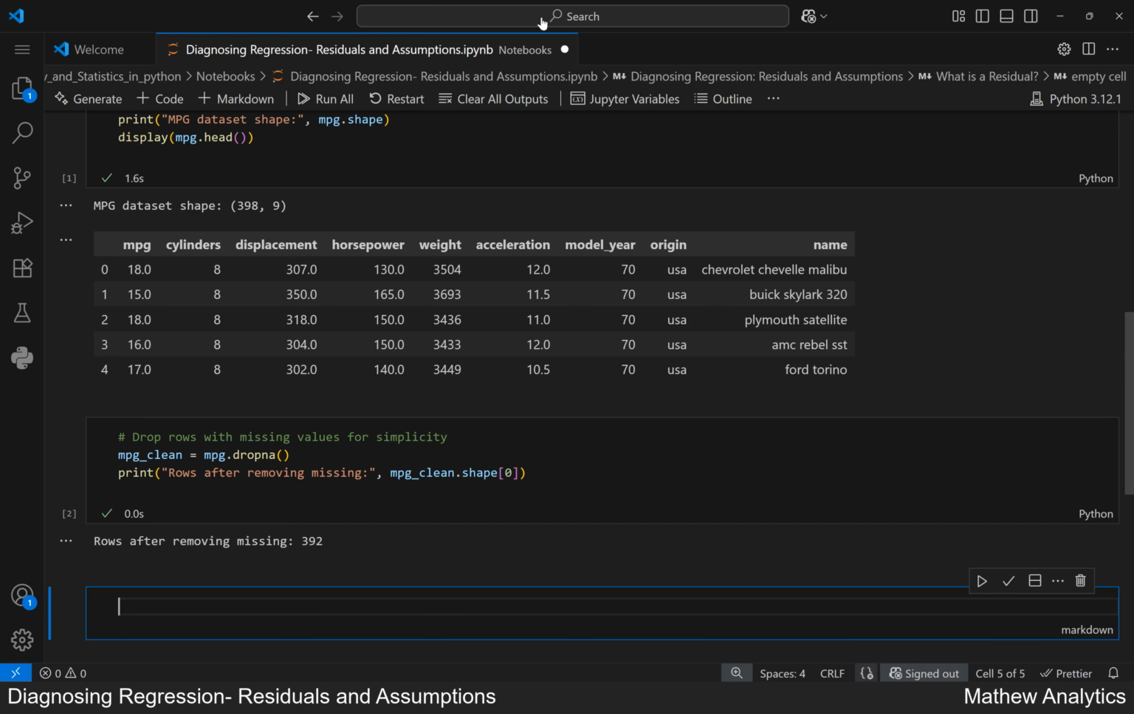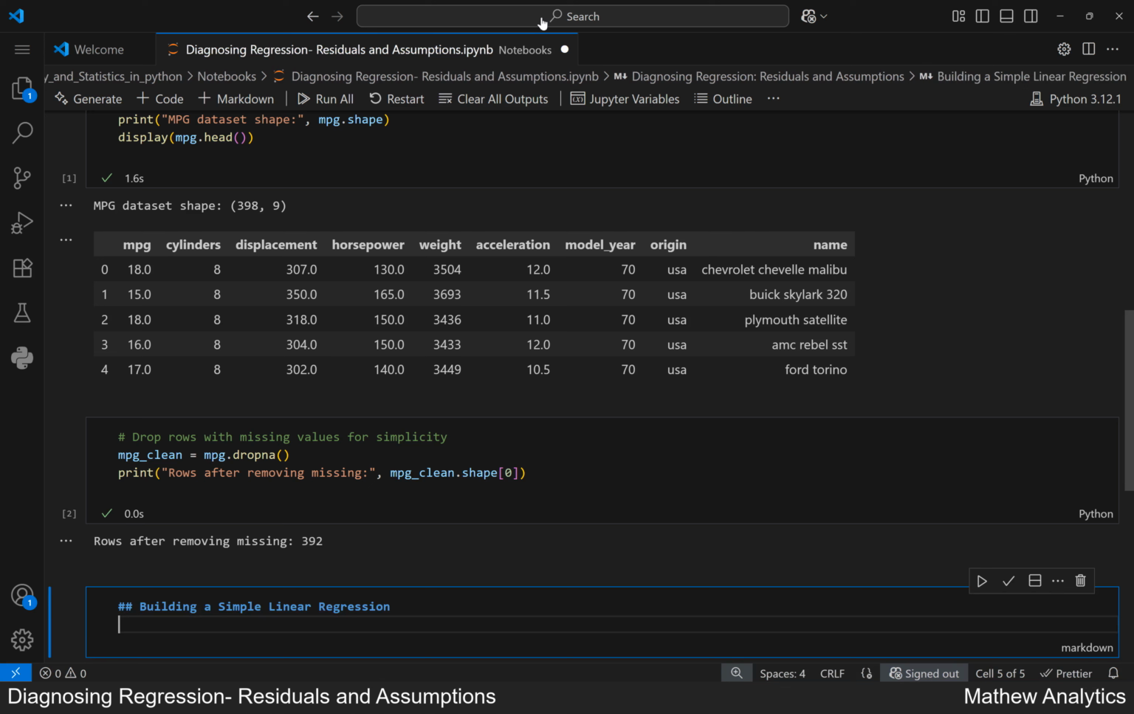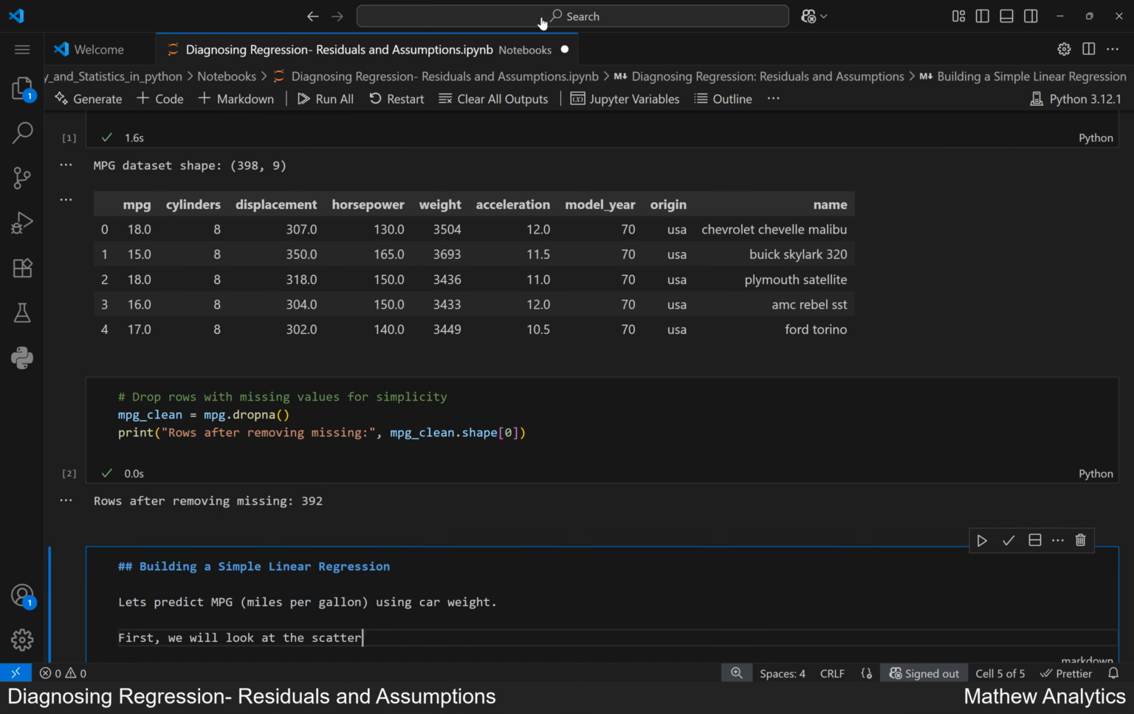Building a simple linear regression. Let us predict miles per gallon, or mpg, using car weight. First, we will look at the scatter plot and then fit a model. Running the cell now.